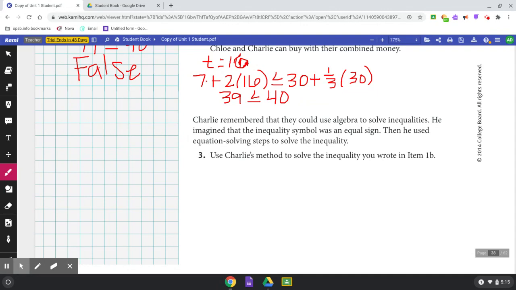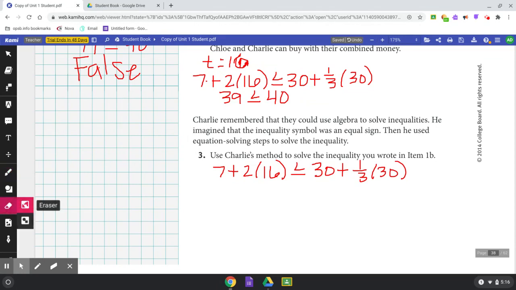Okay, so by now, you should have been able to solve the inequality, and I'm going to rewrite the inequality. I have 7 plus 2 times 16 is less than or equal to 30 plus 1/3 of 30. Oh, I just rewrote the same one where I substituted in 16. I'm so sorry. That is 2t. All right, 2t. Now we're solving for the variable t.